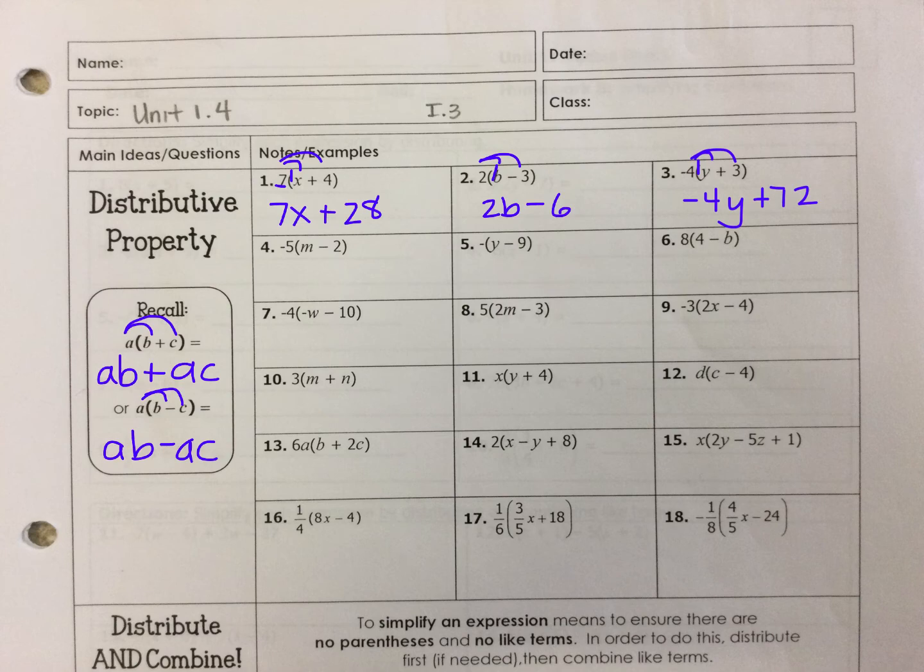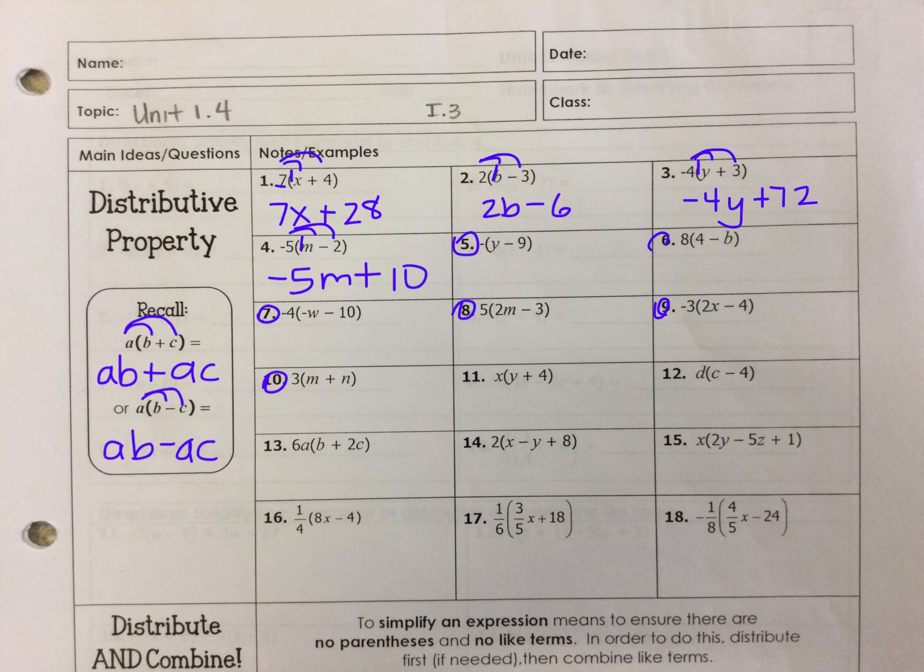I'm going to do one more example, then I'm going to have you do some on your own. Negative 5 times m is negative 5m. Negative 5 times negative 2 is a positive 10. I need you to do 5, 6, 7, 8, 9, and 10 on your own.